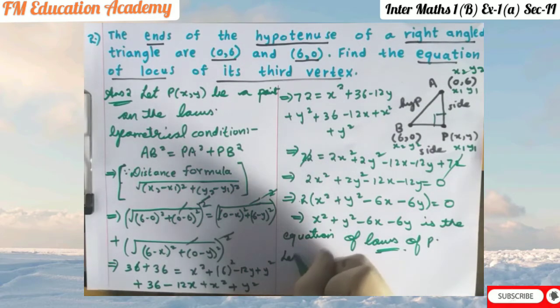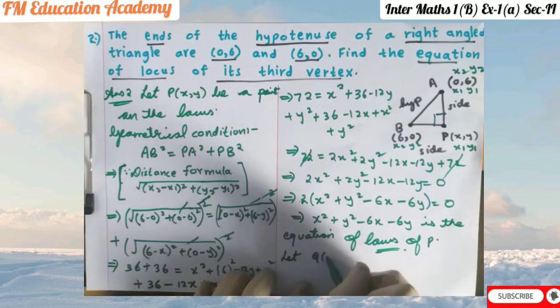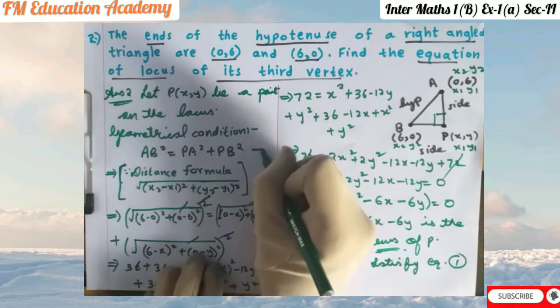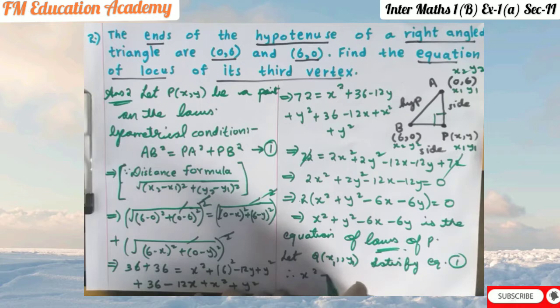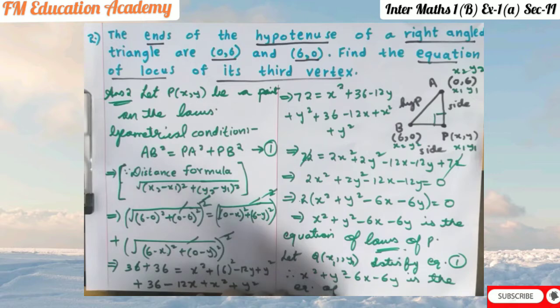So now again, no need to verify. As I said, we won't be verifying, but we'll assume that there is a point Q (x1, y1) which is satisfying equation 1. So since Q (x1, y1) satisfies equation 1, we can say x square plus y square minus 6x minus 6y is the equation of locus of P.